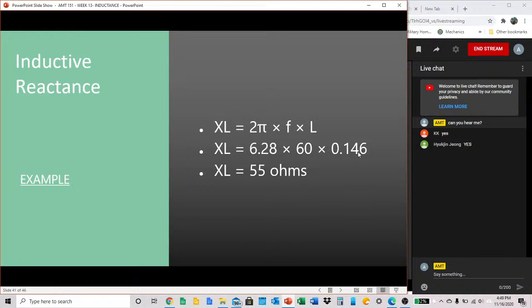So we plug that information into our formula. We're trying to find inductive reactance. We multiply 2 pi by our frequency, which is 60, and our inductance, represented by a capital L, which we were told is 0.146 Henry. We multiply all of that out and we get 55 for our inductive reactance, which is measured in ohms. So our inductive reactance of that circuit is 55 ohms.